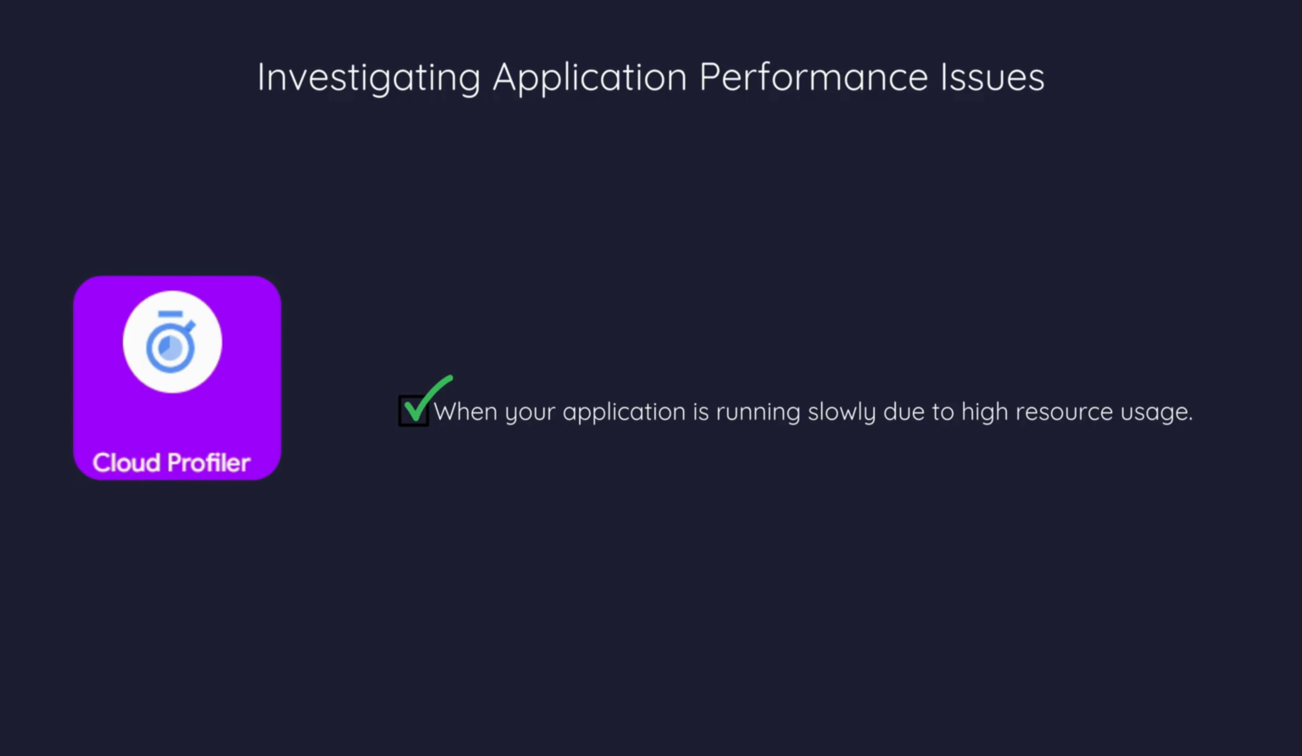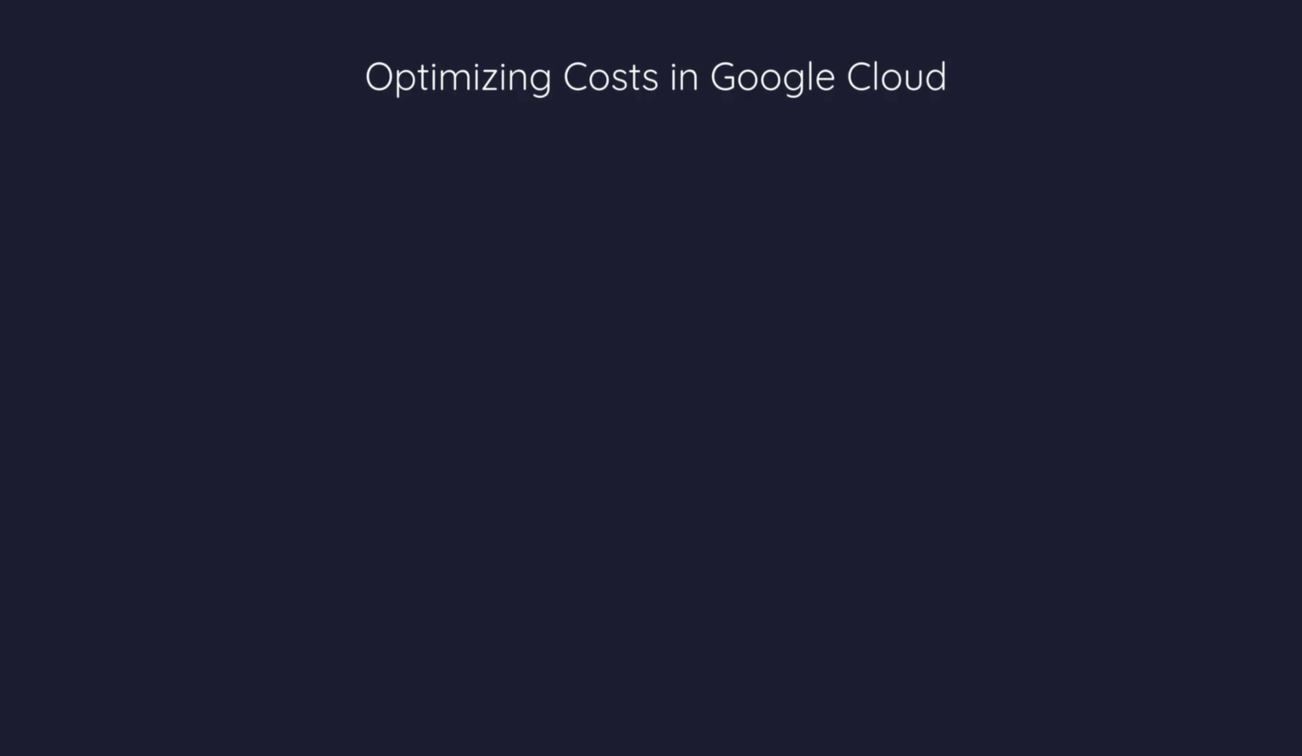When your application is running slowly due to high resource usage, to fine-tune performance after functional issues are resolved. Optimizing costs in Google Cloud. Running workloads in the cloud comes with costs, and it's essential to keep them under control. Here's how to optimize your costs in Google Cloud's Operations Suite.